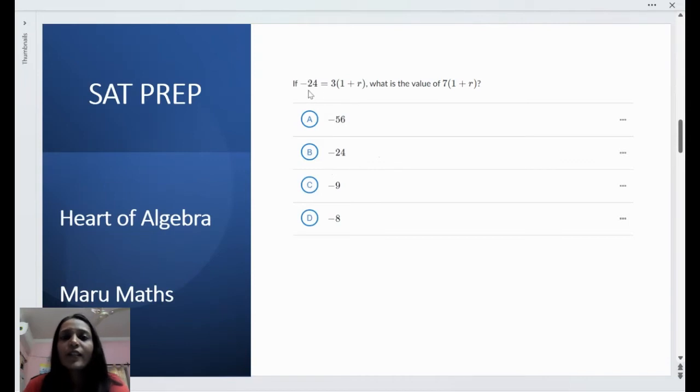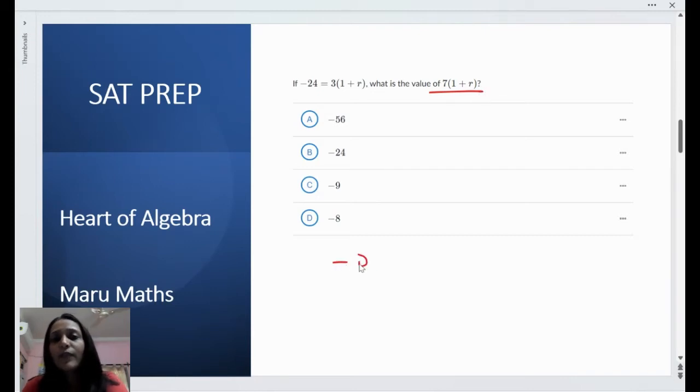The next question here is minus 24 is equal to 3 times (1 plus r). What is the value of 7 times (1 plus r)? So look carefully, they're not asking us for the value of r. They're instead telling us to find the value of 7 times (1 plus r).